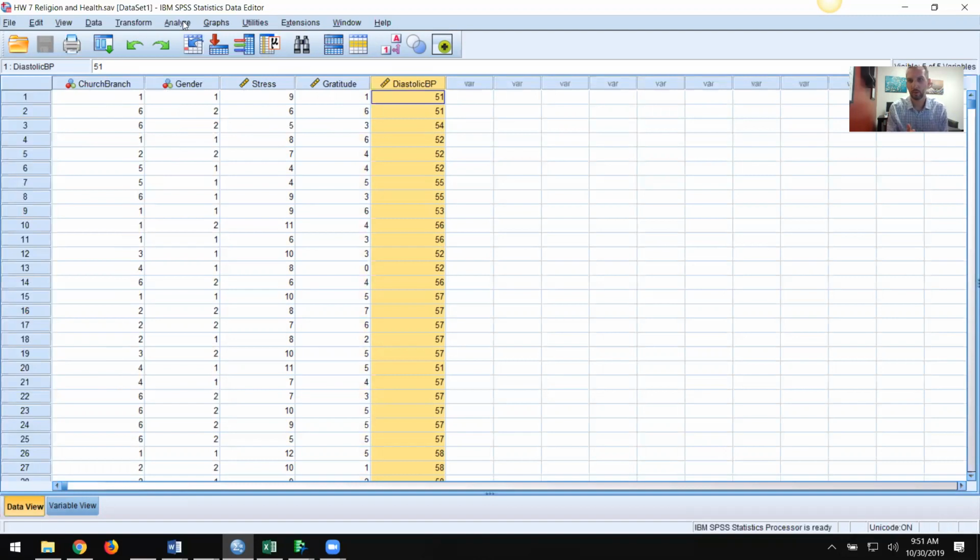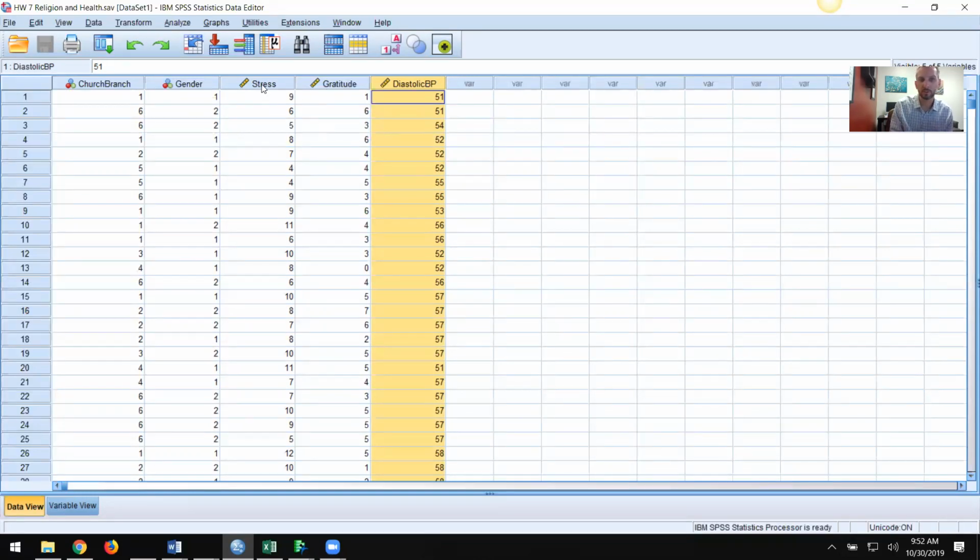The first starting point is going to be the assumptions. The first assumption is random sampling, so we're going to assume that was met. The second is the measurement scale. Our independent variable is church branch. You can see here it has round circles, which indicates it's nominal, and you can read there that it is nominal. Then we have stress, and that's a scale variable. It's a rating scale. So we met that second assumption.